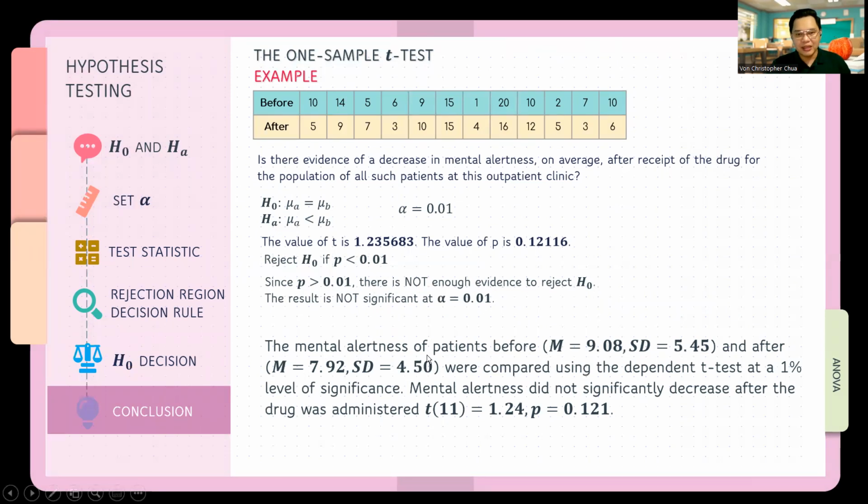So the mental alertness of the patients before and after were compared using the dependent t-test at a 1% level of significance. Mental alertness did not significantly decrease after the drug was administered. So the t-distribution is used, and the degree of freedom is 11 because the sample size is 12. So that's 12 minus 1, that's 11. And this is equal to the test statistic of 1.24, and the p-value is 0.12.